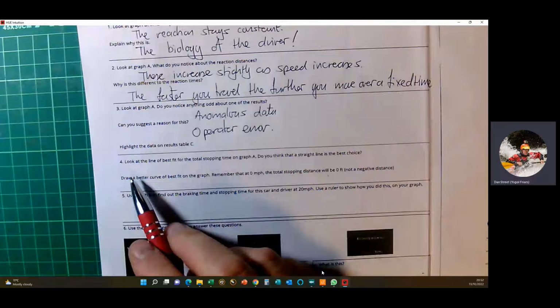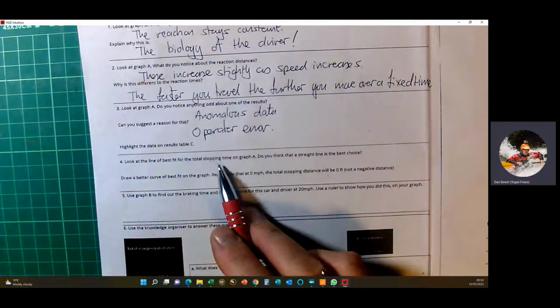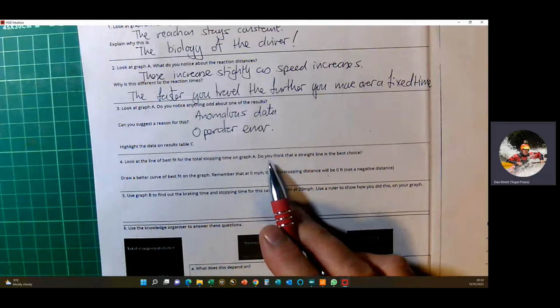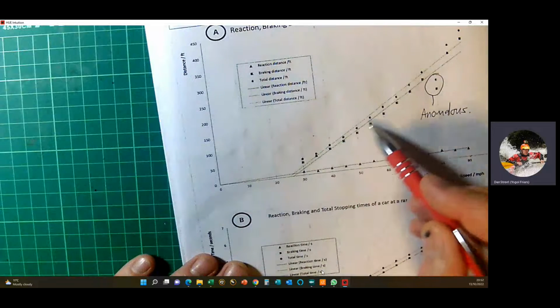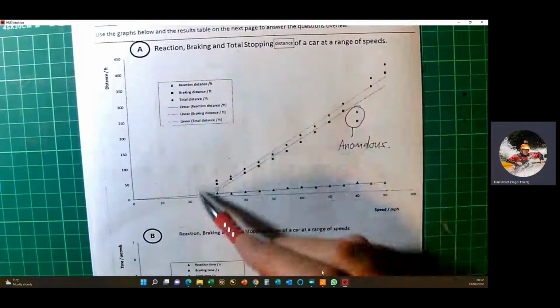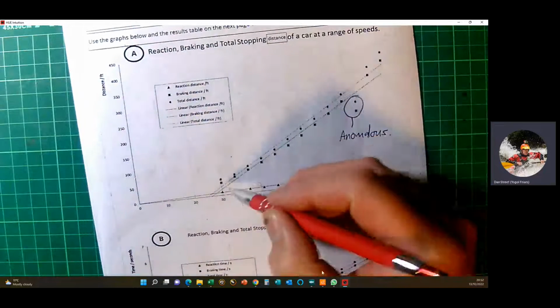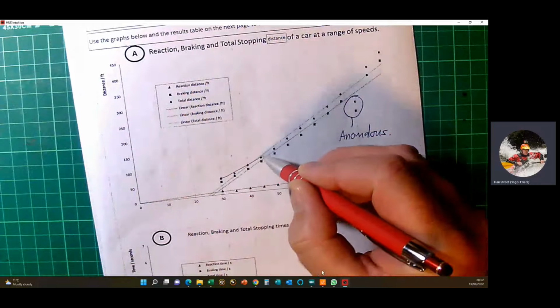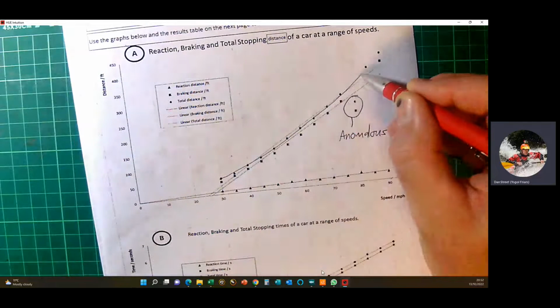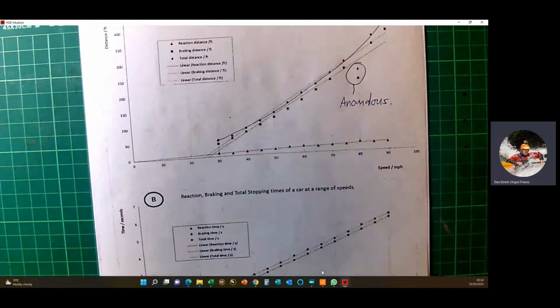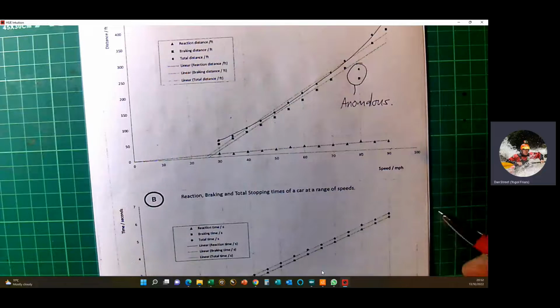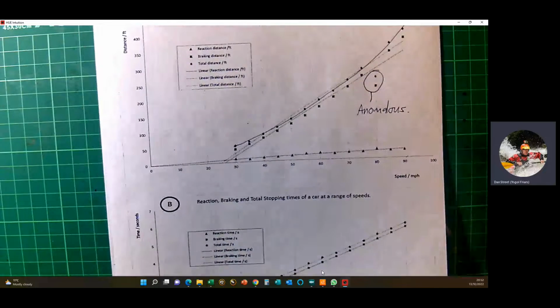It then says, look at the line of best fit for the total stopping time on graph A. Do you think that a straight line is the best choice? So if we look at the data here, the computer has plotted a straight line, but if we look closely, it is actually a very gentle upward curve. So there is an exponential element to that line. So possibly a curve like that would be more appropriate in this case.